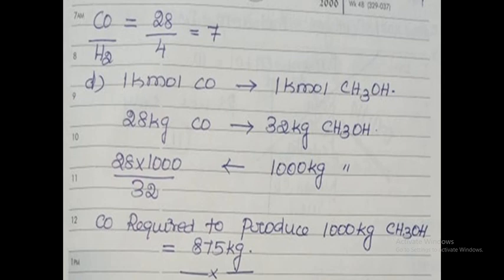So here as per the problem, 1000 kg of methanol produced means how much kg of CO is required. So 28 kg of CO reacted means 32 kg of methanol is produced. 1000 kg of methanol produced means how much kg of CO required? 28 into 1000 divided by 32. So CO required to produce 1000 kg of methanol is equal to 875 kg. Are you clear? Okay. So thank you for your attention.